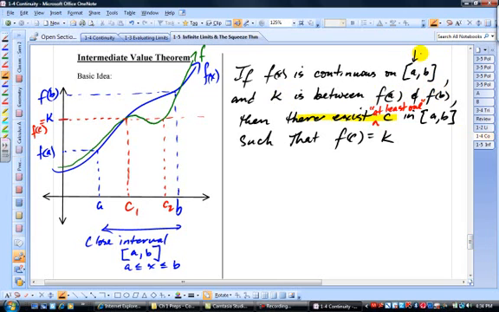These are called endpoints of the interval. I need to evaluate f at a and then f at b, and then make sure k is in between those two.